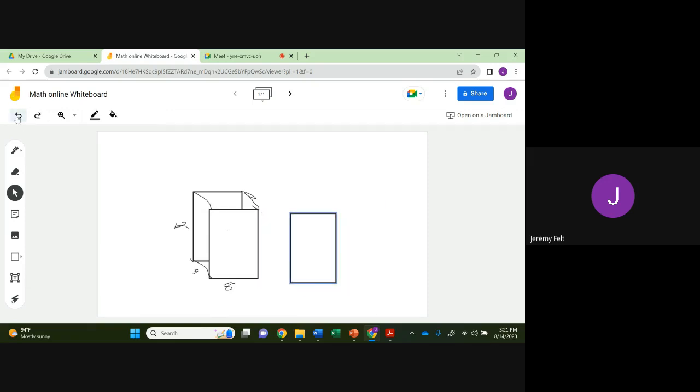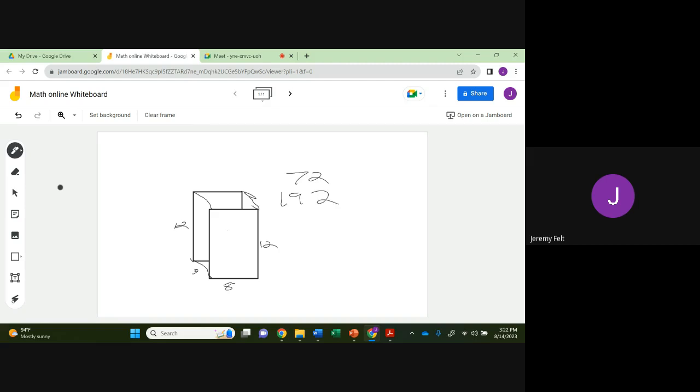It wasn't drawn very good, so I think it'd be easier just to look at it. So this one, we have 3 by 12, which is 3 times 12 is 36. And then we have two of those sides, so we can go ahead and multiply that by 2. So that'd be 72. Okay, this is 8 by 12. 8 times 12 is 96. 96 times 2 is 192.